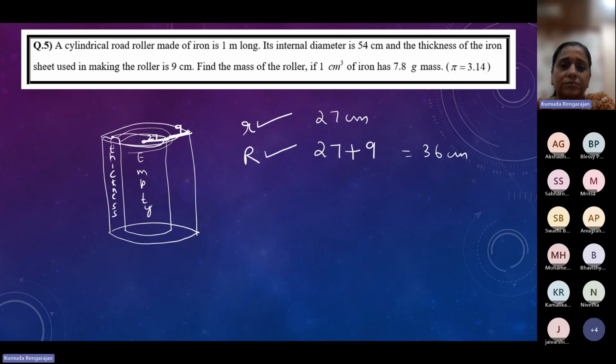So we have it all. Now find the volume of the road roller. Volume is given by the formula pi h into capital R square minus small r square.